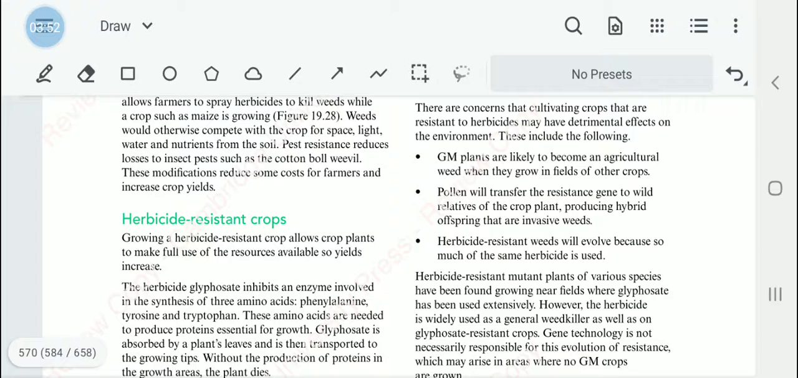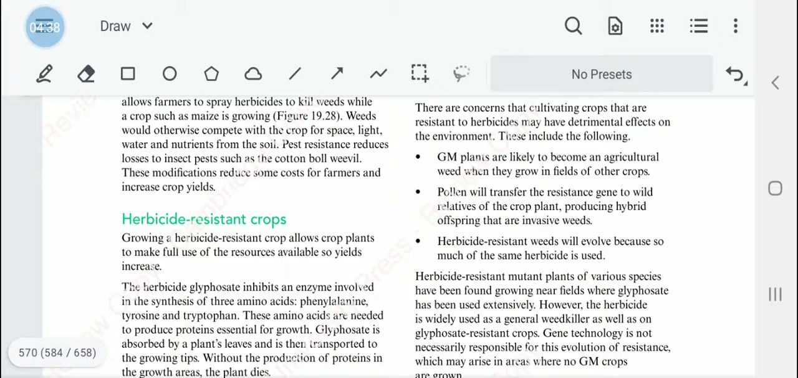However, there are problems related to this. The first one is that the GM plants will become an agricultural weed when grown in fields of other crops. This plant will be a weed in another field of another crop. Now if rice is growing in a plantation of corn, then rice is a weed, because rice is not required there. That is a problem, because they cannot be killed by the herbicides.